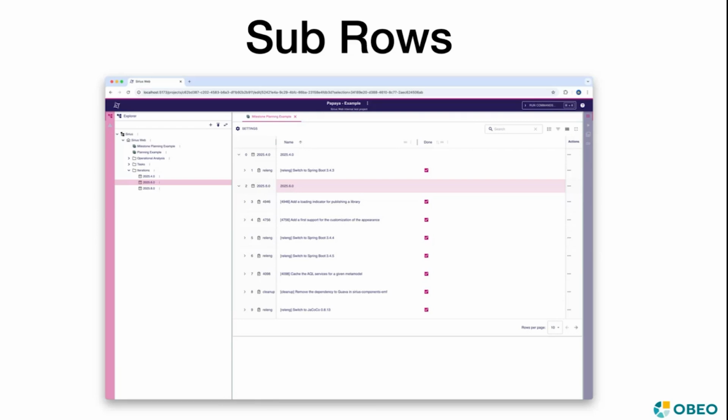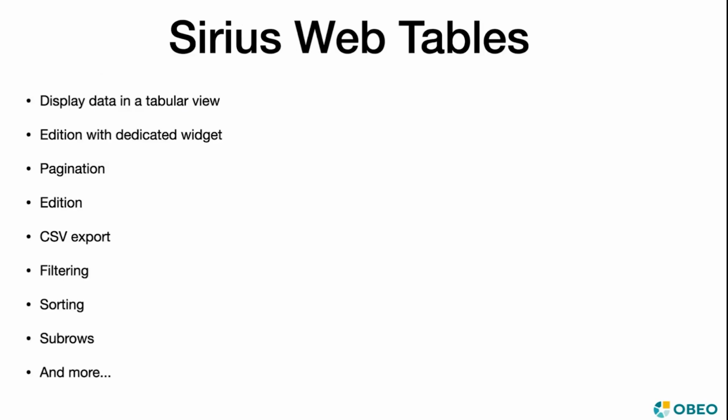It could be useful when your elements have some sort of relation, parent, children, from one to the other. To sum up, with tables, you can display data in tabular view. You can edit them with a dedicated widget, including custom widget. We have support for pagination, and it has been specifically tailored for large use cases. You can, of course, edit the data with some actions on the rows. You could export it to a CSV file. You can filter, sort the data. You can create sub-rows.